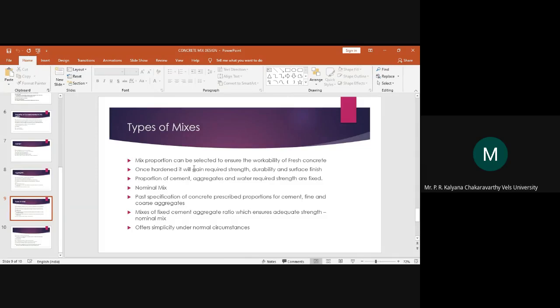Nominal mix can be preferable for a low-rise residential building like G plus 1 or G plus 2. It is not acceptable for high rise structures. That's why.